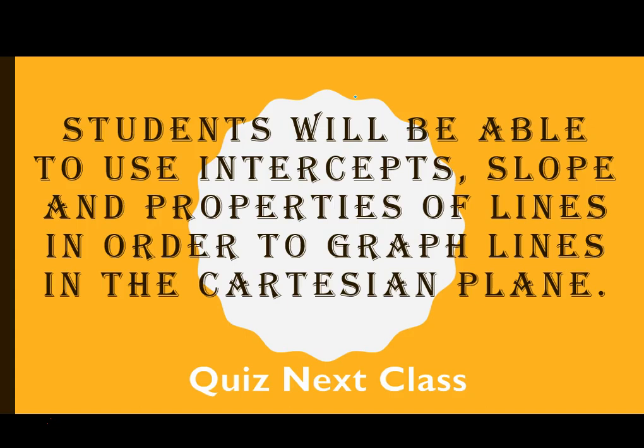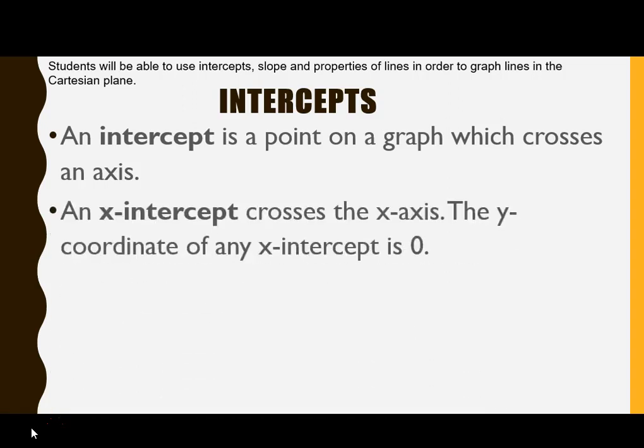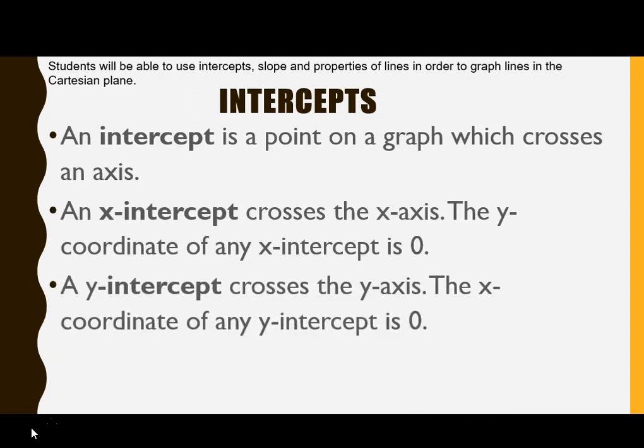And the students will be able to use intercepts, slopes of lines, and properties of lines in order to graph lines in the Cartesian plane. So we're going to be able to use intercepts, slope, and properties of lines to graph lines in the Cartesian plane. This will also be on your quiz. An intercept is a point on the graph which crosses an axis. If it crosses the x-axis, it's called an x-intercept. If it crosses the y-axis, it's called the y-intercept.